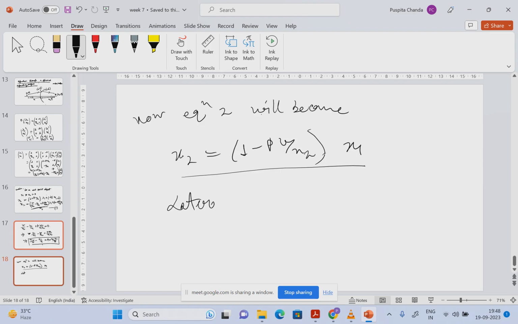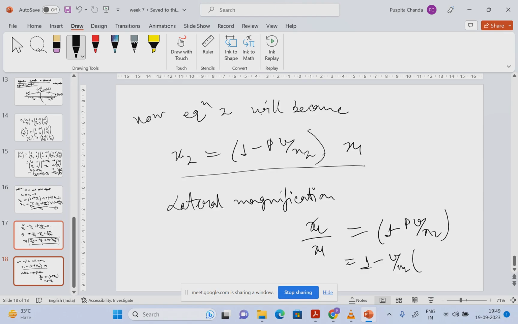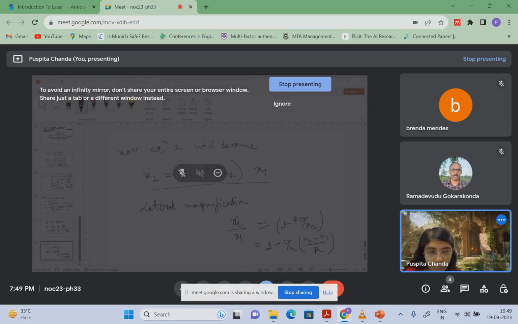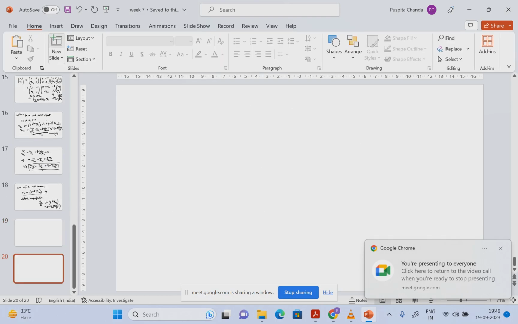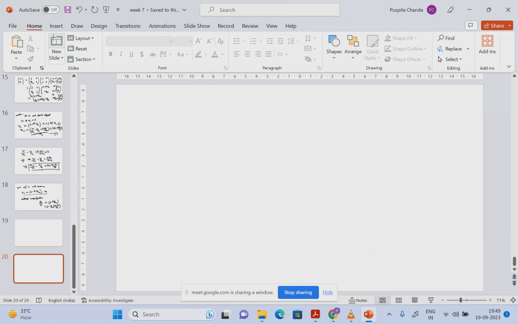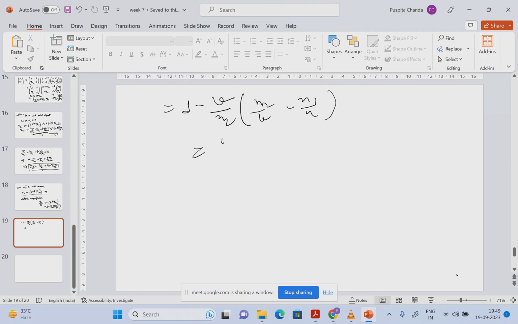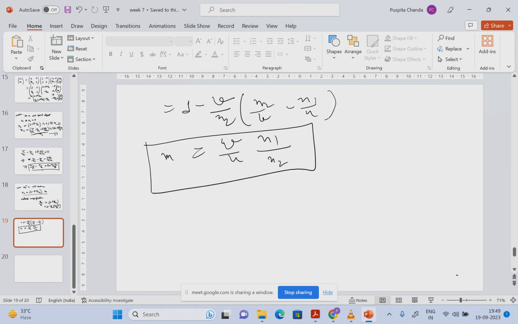And for that, we will get lateral magnification x2 by x1, which will be 1 minus p v by n2, which is 1 minus v by n2 times n2 minus n1 by r. And we have proved that n2 minus n1 by r is n2 by v minus n1 by u. So m becomes v by u. This is also a well-known equation.